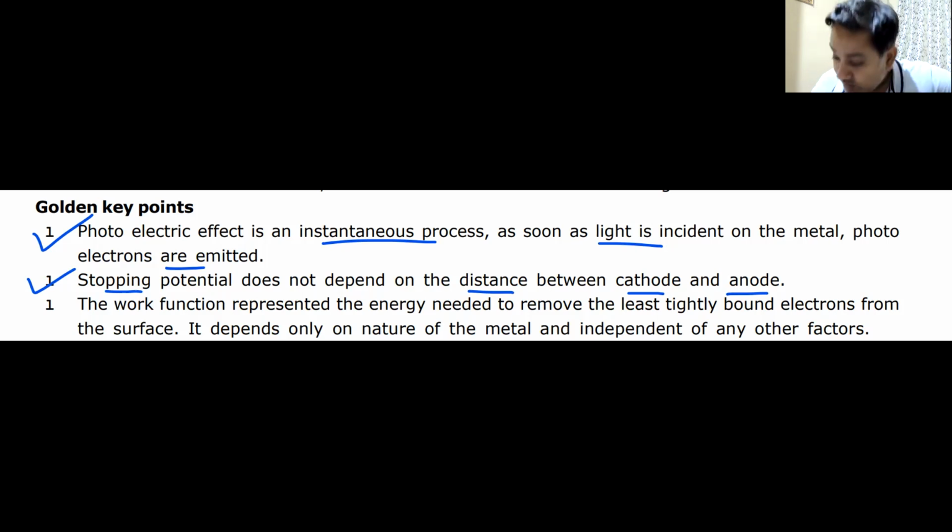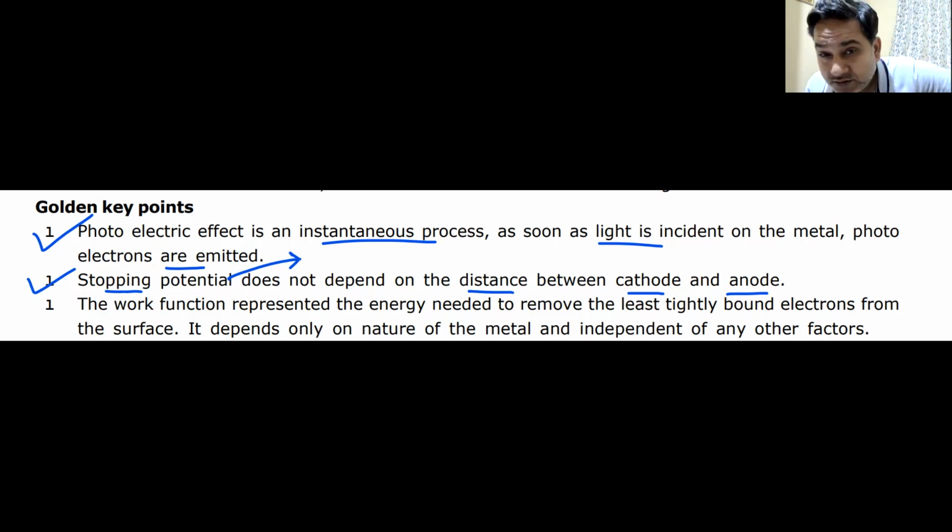Intensity of light. No, it does not depend on the intensity of light. Again, you've not gone through the class thoroughly. Stopping potential depends on only two things. Either there is intensity of light, which is related to the number of photons, or it is the energy of light, which is related to the frequency of the photon. If I have said the first option is wrong, the second option has to be correct.